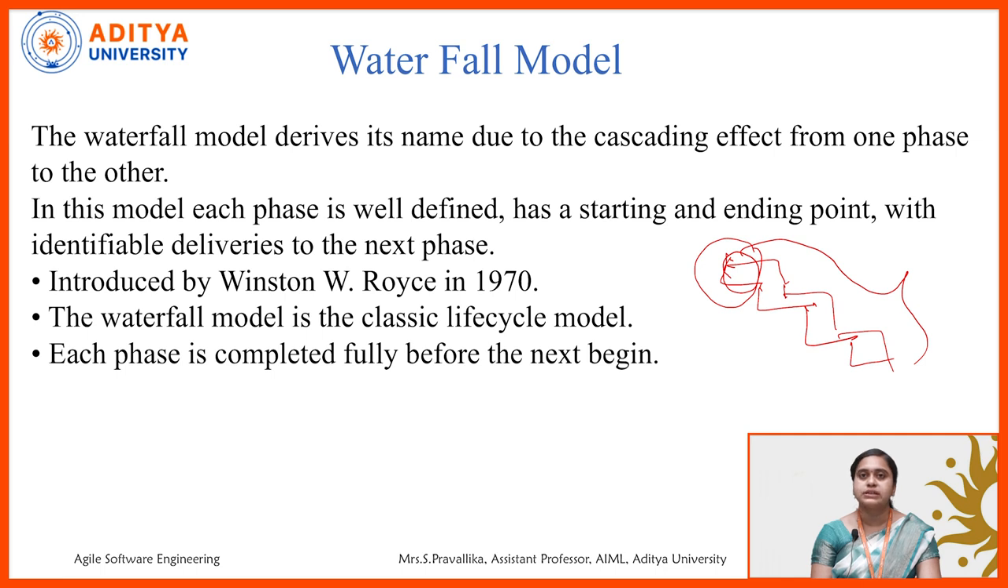The waterfall model is the classic life cycle model. This was the traditional model, used from the very beginning. Each phase is completed fully before the next phase begins. Once we are done with a phase completely, only then are we supposed to move to the next phase. This is what happens in the waterfall model, the cascading effect.